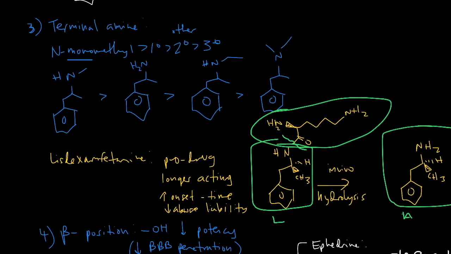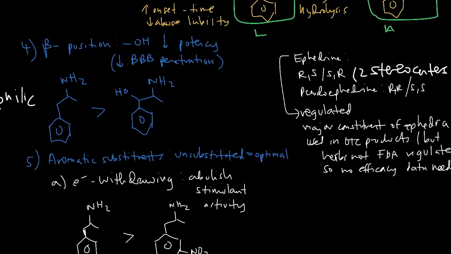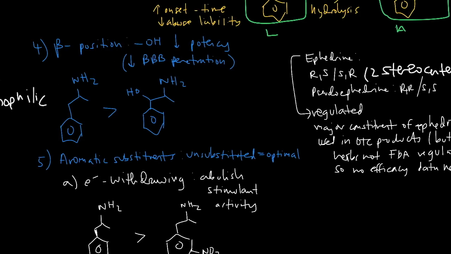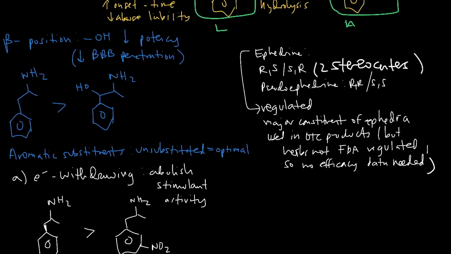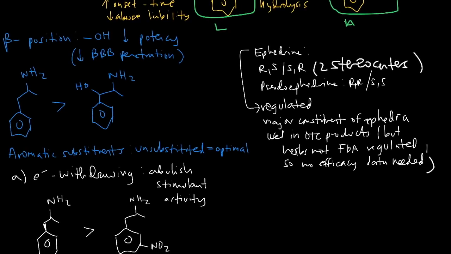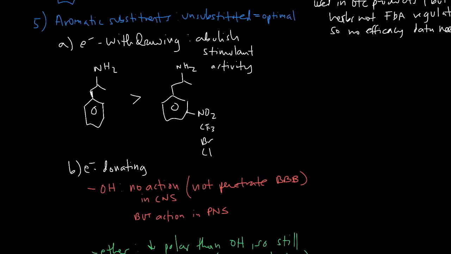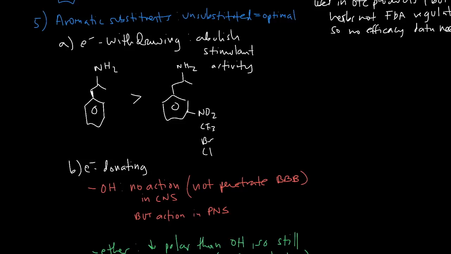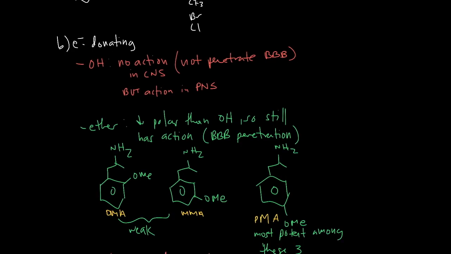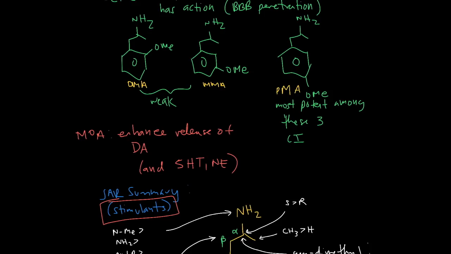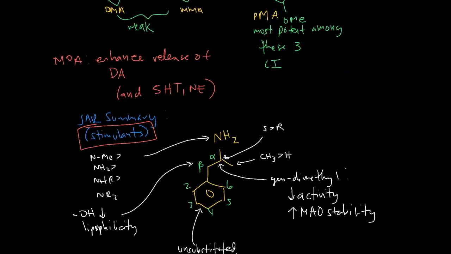Lisdexamfetamine is a prodrug. The beta position hydroxy decreases potency because it can't cross the blood-brain barrier. Ephedrine is a mixture that can be either RS or SR. However, pseudoephedrine is RR or SS. Adding electron withdrawing groups takes away stimulant activity. However, adding electron donating groups either produces no action with hydroxyl or produces some action with ether groups. PMA is the most potent of these ethers. The mechanism of action: they enhance release of dopamine and also serotonin and norepinephrine.